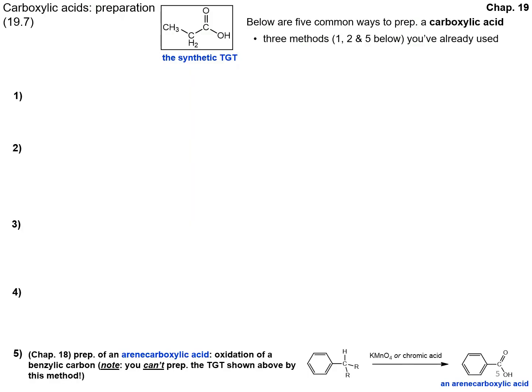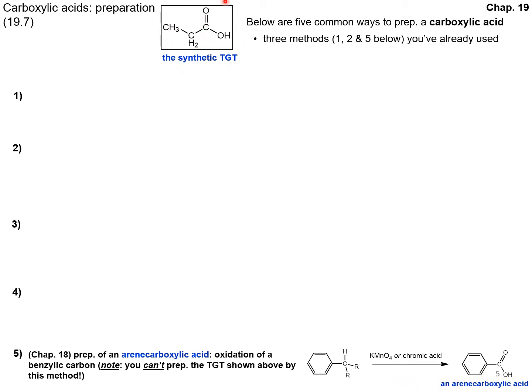How do you make carboxylic acids? How do you synthesize carboxylic acids? From what other functional groups can carboxylic acids be made? You've already encountered up to this point three methods to make carboxylic acids, one of which is shown at the bottom of the page. You can make an arene carboxylic acid by the oxidation method shown here, but that's only to make arene carboxylic acids.